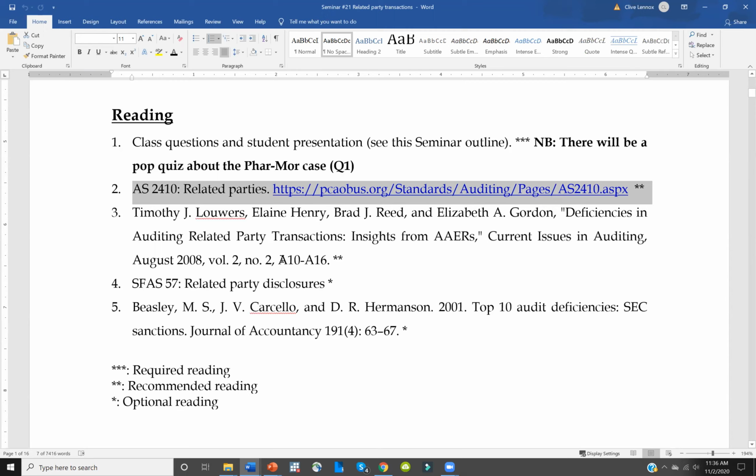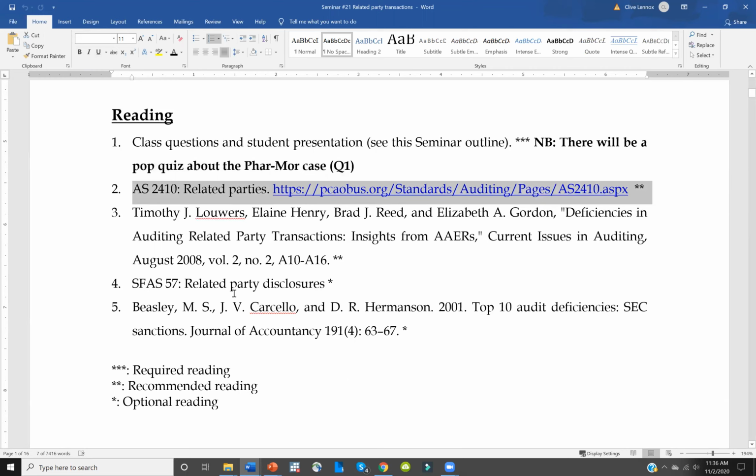It's not too academic. It's quite easy to read, even for an undergraduate student. This is pretty easy reading, and it's very interesting reading as well. So that's recommended. And then there's some additional optional reading if you're particularly interested.